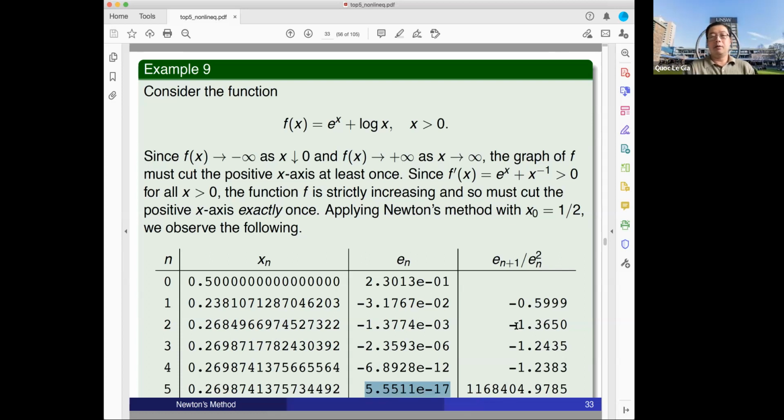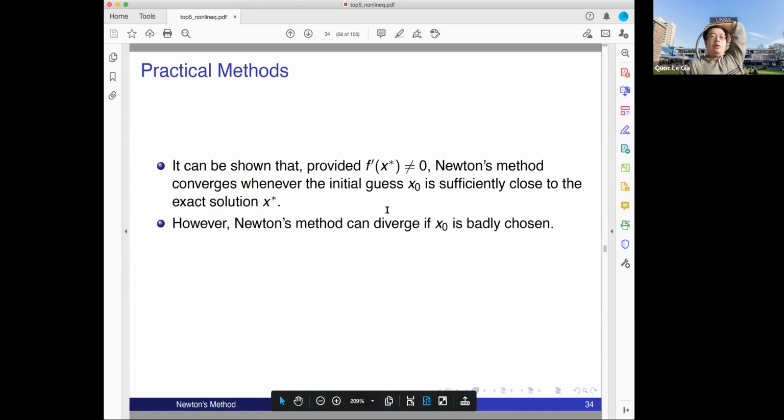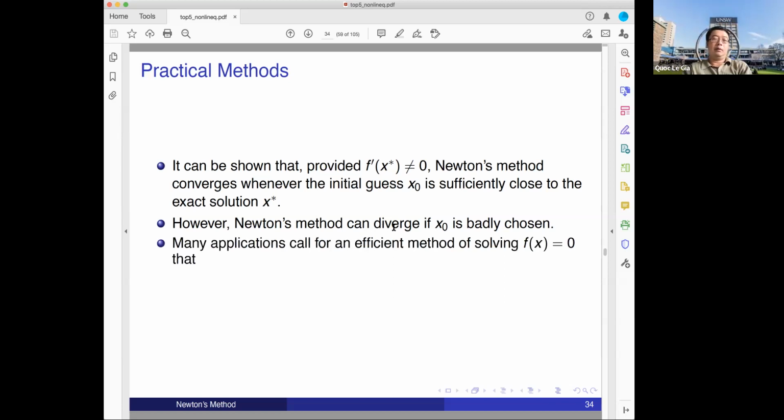So the theory is still correct up to a certain point, right? 10 to the minus 3, 10 to the minus 6, 10 to the minus 12. But when it hits the epsilon, then be careful, okay? Now usually, Newton method converges whenever the initial guess is very close to the exact solution. But if you choose the initial guess not very well, then the method can diverge. So that's the drawback of the Newton method.